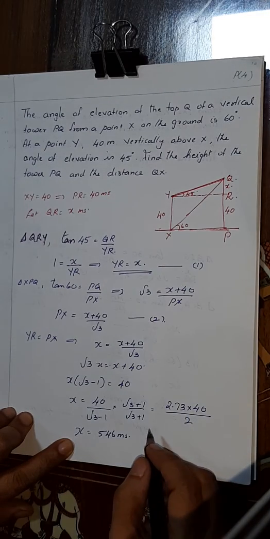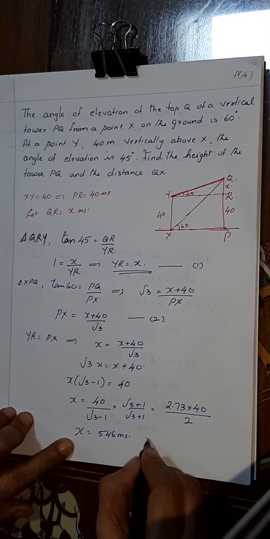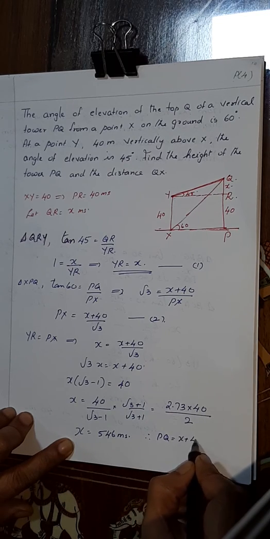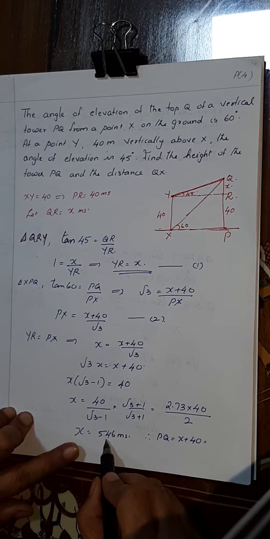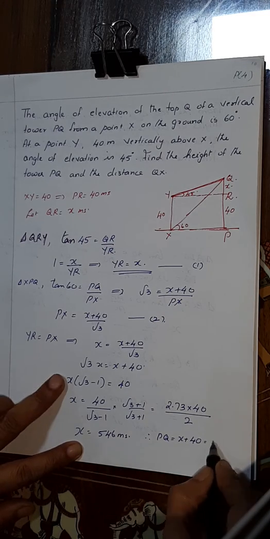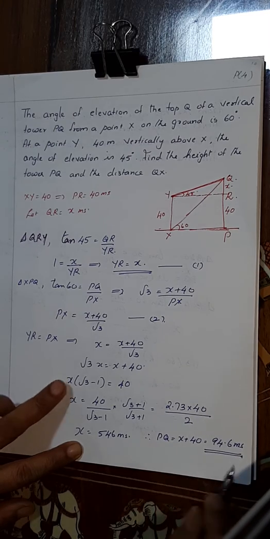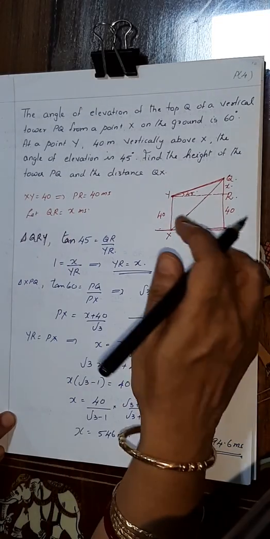So therefore, we have to find the height of the tower. Therefore, PQ is equal to x plus 40. So that is equal to 54.6 plus 40, so that is 94.6 meters. Now we have to find the distance QX.